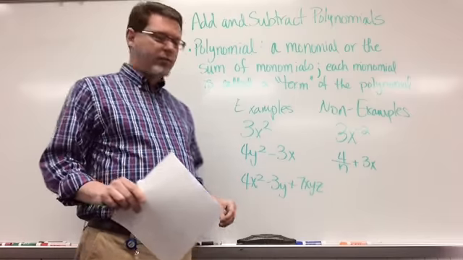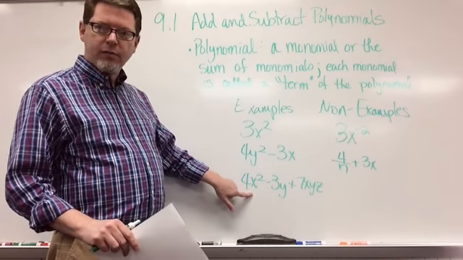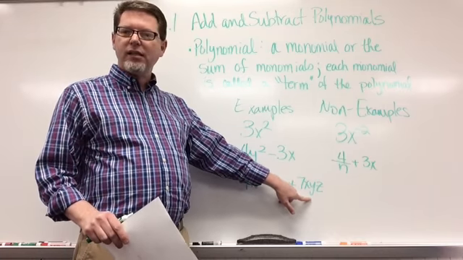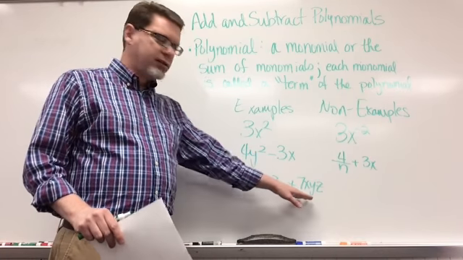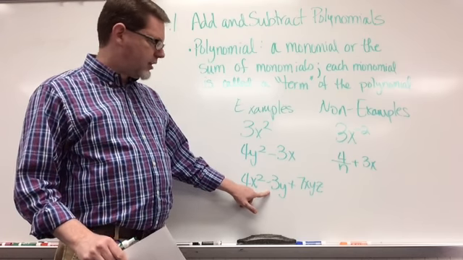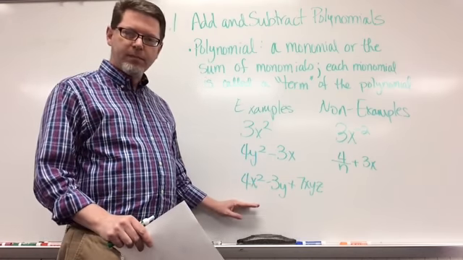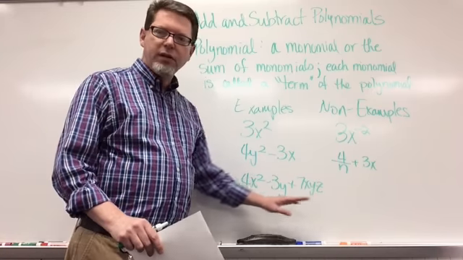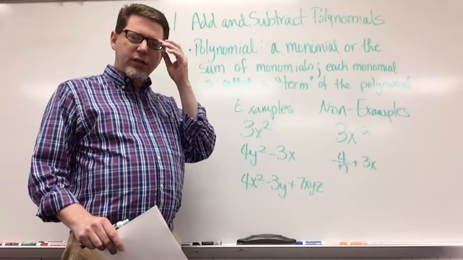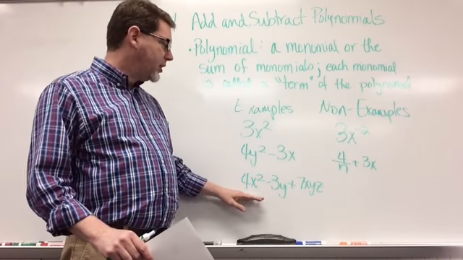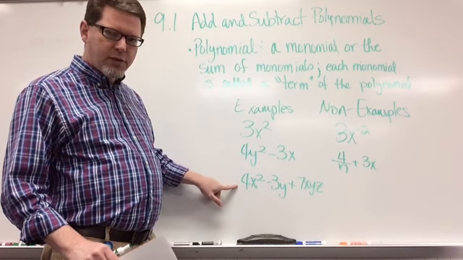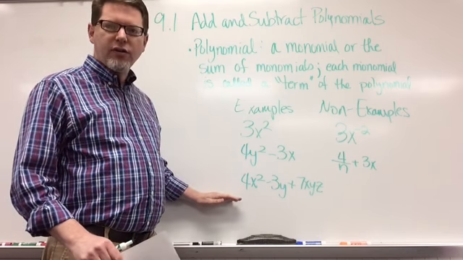This is a polynomial because I have 4x squared, which is a monomial, 3y is a monomial, and 7xyz is also a monomial, and I'm adding them all together. I know that's subtraction, but it's the opposite of addition, adding a negative. So that would be considered a sum, and that would be considered a trinomial because there are three terms, and tri means three. So we have monomial, binomial, trinomial, but they all fit in the category of polynomials.